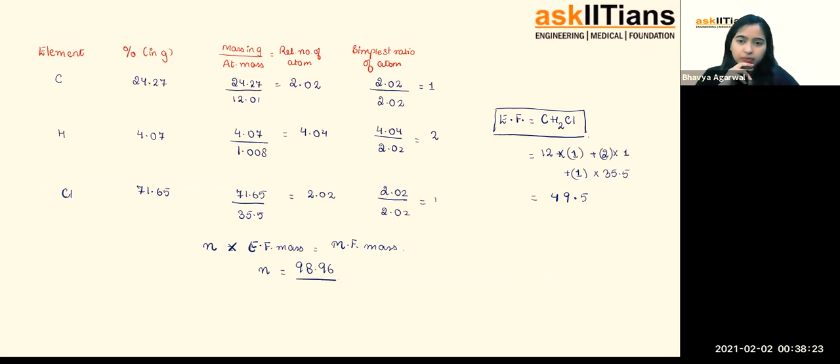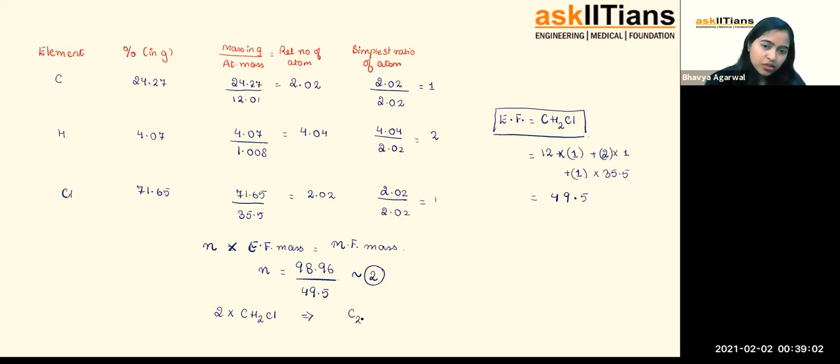Right? 49.5. So this is what? This is nearly 99 itself. This gives me the value of 2. N value is 2. So 2 into the molecular formula. Oh, my bad. 2 into the empirical formula, which is CH2Cl, will give me the molecular formula.